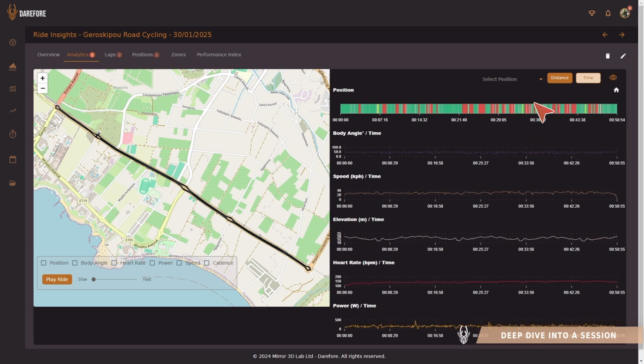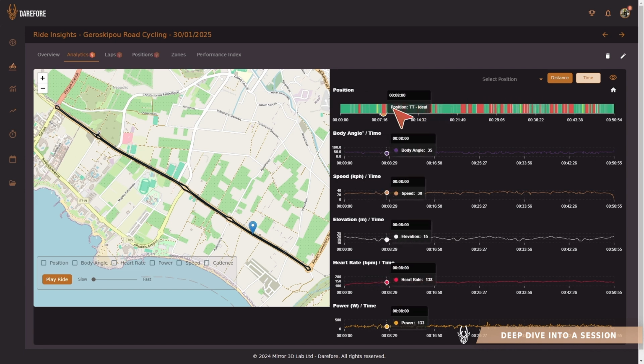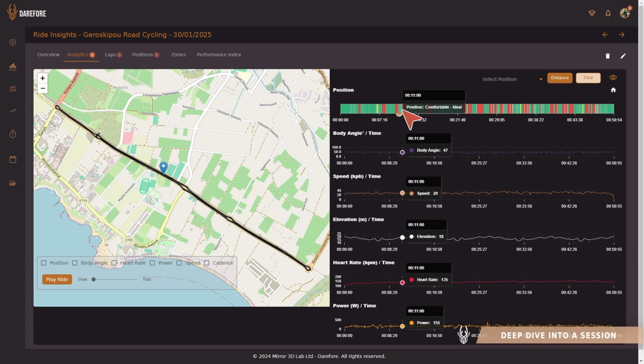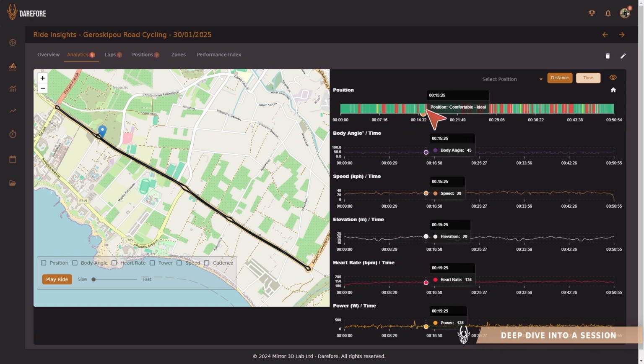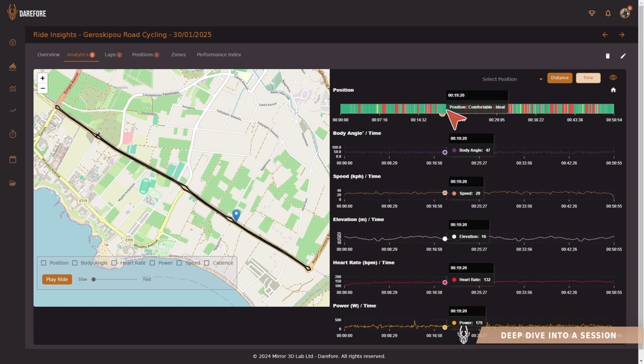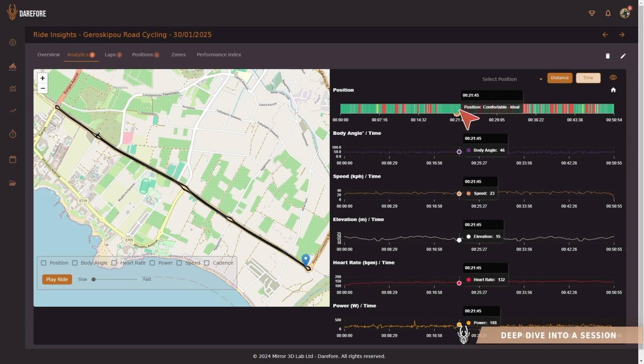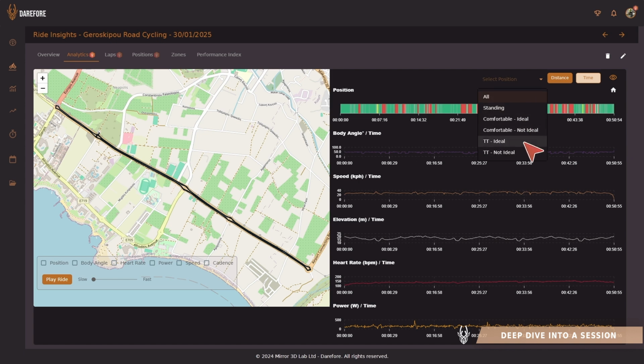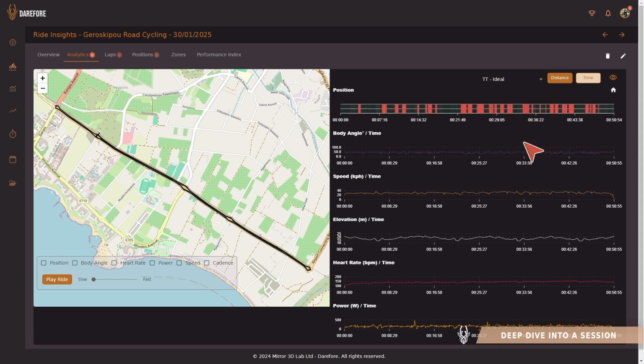Let's pay close attention to the position chart. This visual representation shows the rider's position throughout the ride using color-coded segments. By hovering the cursor over the chart, you can see the exact position, body angle, and other relevant metrics for each point in time. You can also use the drop-down menu to select a specific position to focus your analysis on. To further analyze specific segments of your ride, you can zoom in on any of the charts by selecting and dragging a region of interest.